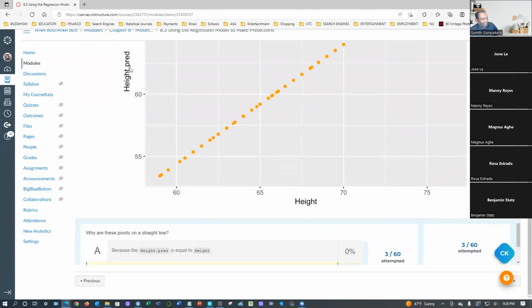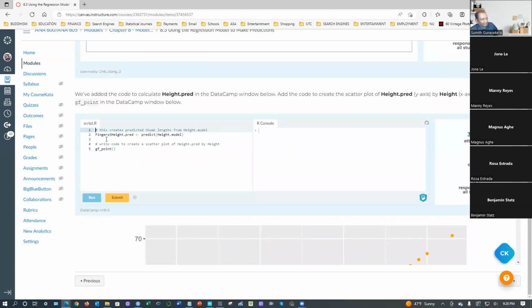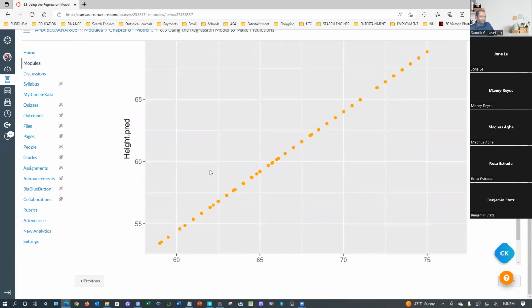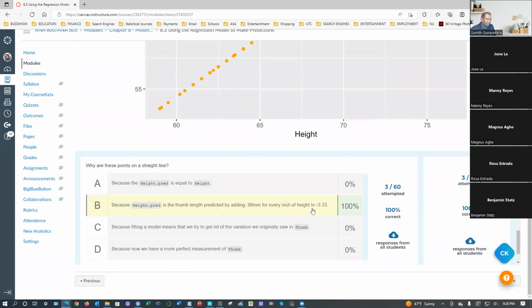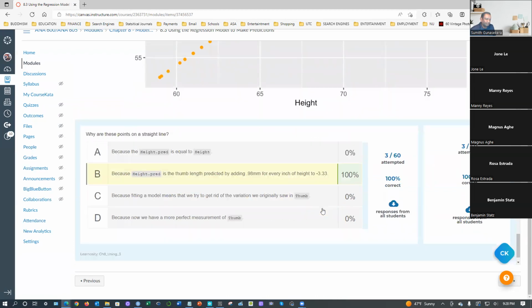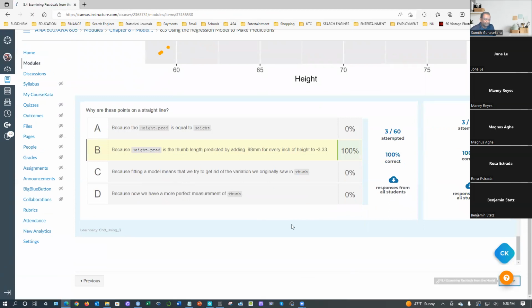Now what are they going to do? They get the height predicted value versus height. Get the predicted value. You're going to see the points. If you make a scatter plot, the scatter plot is going to be on the straight line. Height predicted value versus height. So that's kind of a rough idea we get.